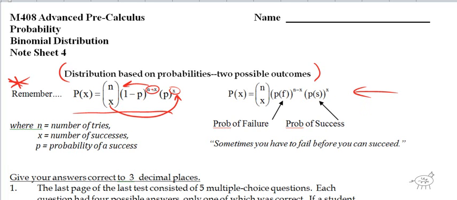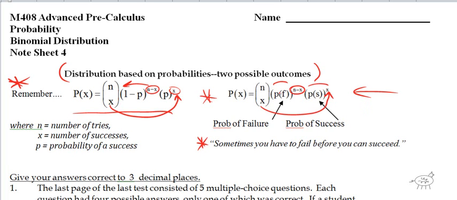Looking at this now, n is the number of tries, x is the number of successes, and you always put your failures first: the probability of failure first, and the probability of success second. Kids sometimes get that confused. They want to put success first, but I made up this quote back in the day: sometimes you have to fail before you can succeed. So failure first, then success. This x goes here, and then n minus x gives you the exponent for the probability of failure.